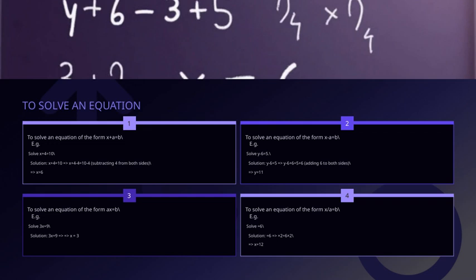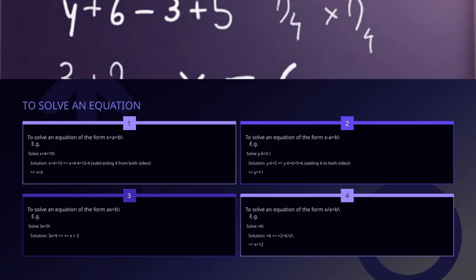The key idea here is that solving equations involves performing the inverse operation to isolate the variable. Whether it's adding, subtracting, multiplying, or dividing, the main goal is to keep the equation balanced while getting the variable alone.